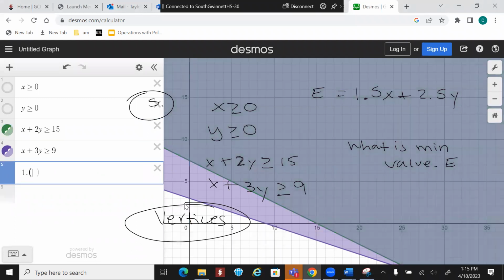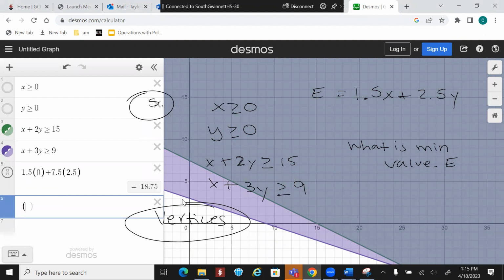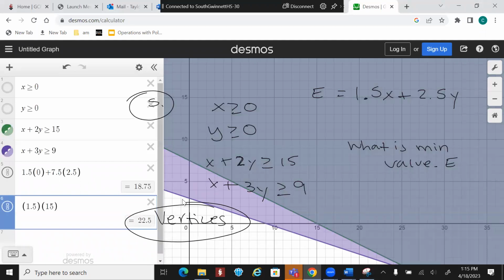So 1.5 times 0.5. Oh, nope. Okay. Or 0. So the one that would give it the smallest amount would be 0, 7.5. Again, we're going to go over this one tomorrow, so don't stress.